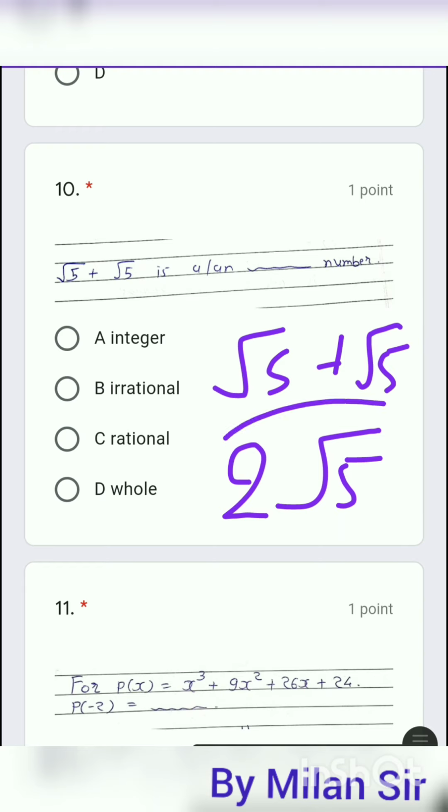So 2 under root 5 is an irrational number. Why? Because under root 5 is an irrational number. We already proved this in our exercise 1.3. Right? Under root 5 is an irrational number. So 2 under root 5 is also an irrational number, because rational number multiplied by irrational number is irrational number, which we learned in the theory part of chapter number 1. So 2 under root 5 is an irrational number. So option B is correct, irrational number.